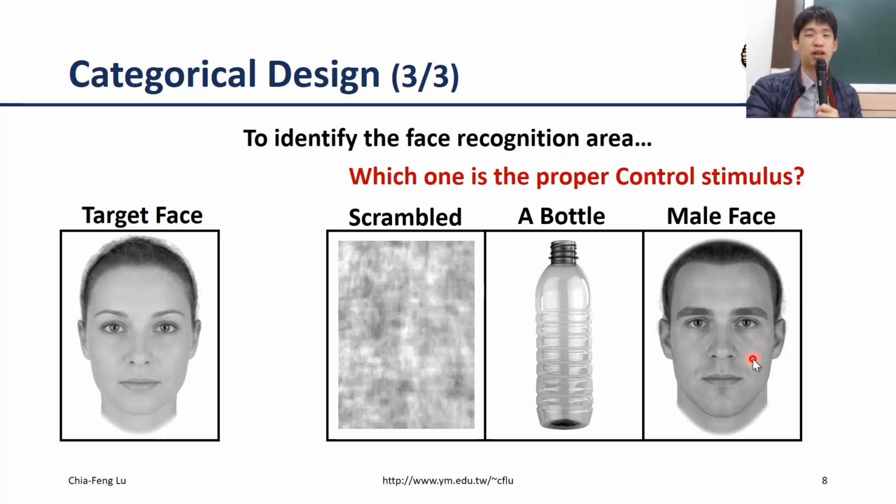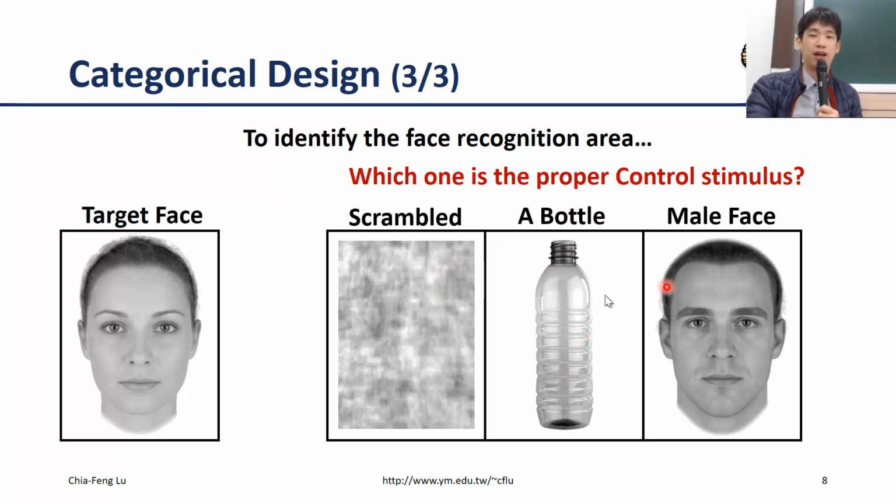So again, it becomes too similar to our target face. If you do the subtraction between these two conditions, you may get nothing, because the only difference is the gender. And gender is not the condition that can evoke the brain region to differentiate these kinds of things. So in this case, you put in something that has a concrete or precise shape, but is definitely not a human face.